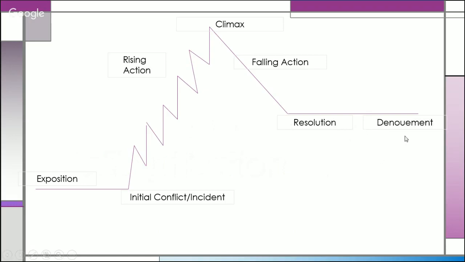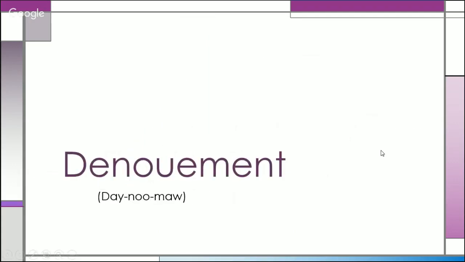Our last term on this plot diagram is one you are probably not familiar with. It's a new one for you. And this is called the denouement. The denouement. And literally, it's a French word, and it means untying. And so, okay, well, how does this relate to the plot diagram? Well, it refers to the untying of all the knots that have been woven throughout the literature, all of these subpoints, all of the things that have kind of been exposed. Now we're untying them and revealing them.